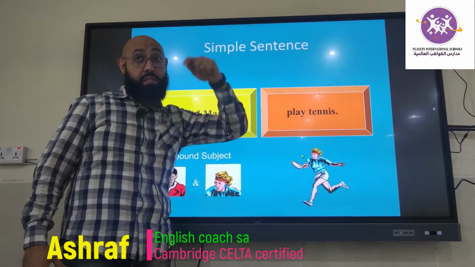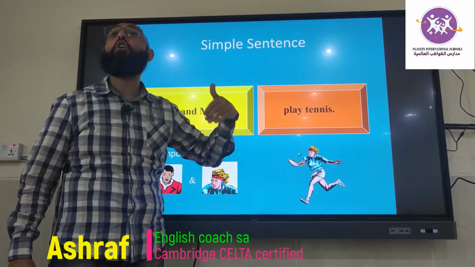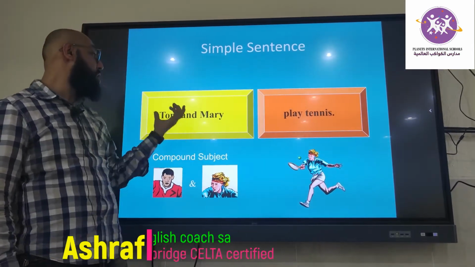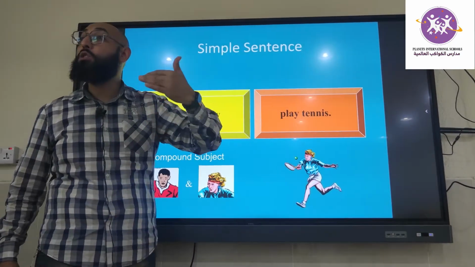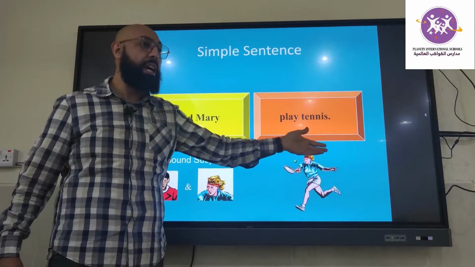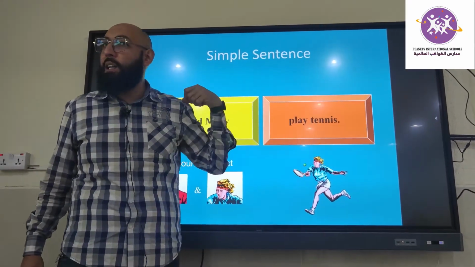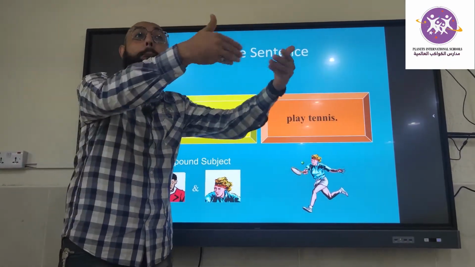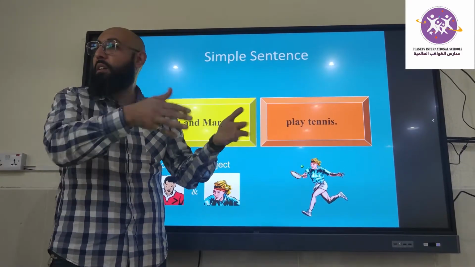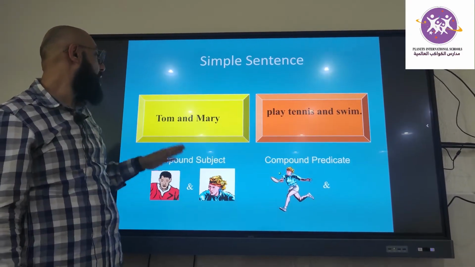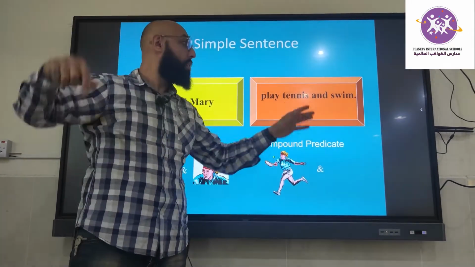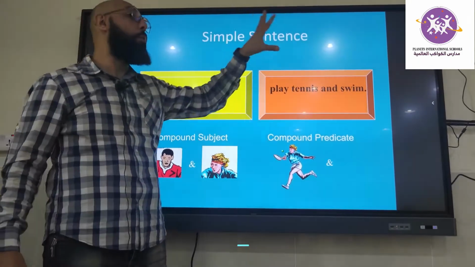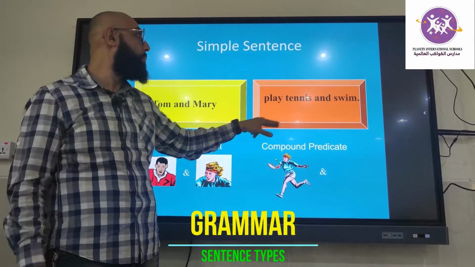Okay? So the other question is, can I have a compound predicate too, just like what you did here in the subject? Exactly, yes, definitely yes. Because Tom and Mary can play tennis and can do anything else: swim, go shopping, do their homework, or do whatever they like. It could be more than one predicate. They can do any other verbs or actions. And that's what we see here. Tom and Mary play tennis and swim, right? So we have a compound subject, more than one, and a compound predicate, more than one too.